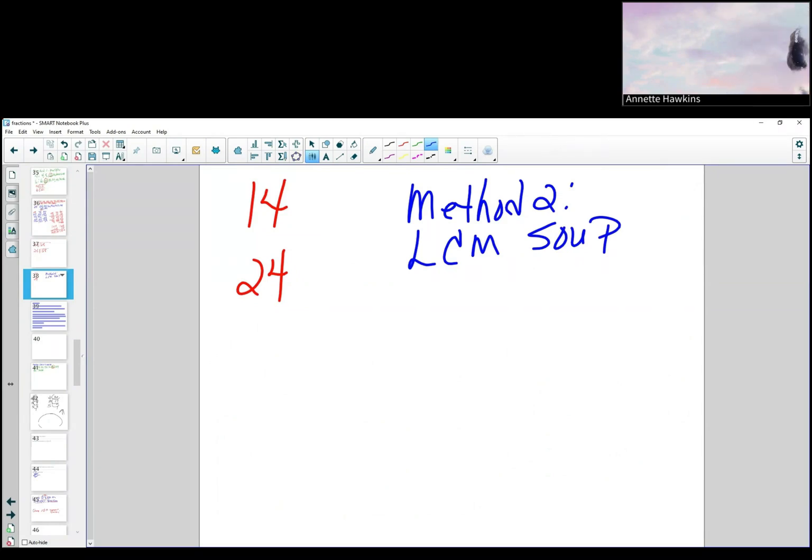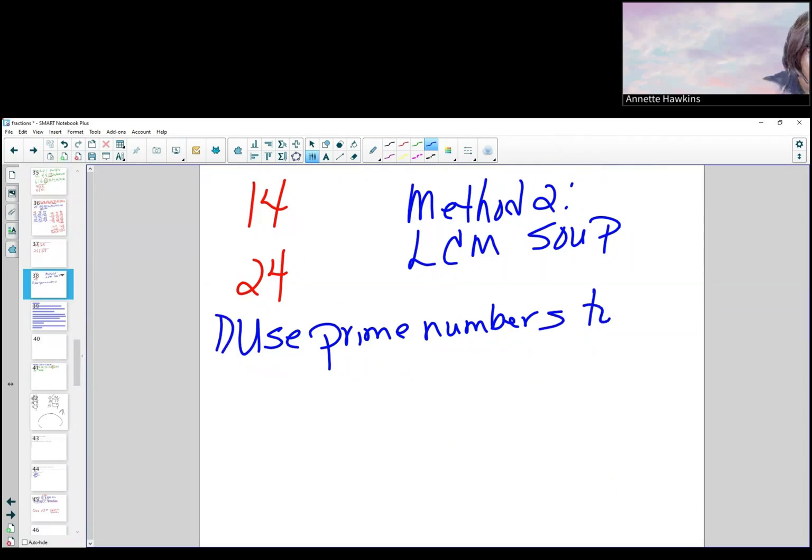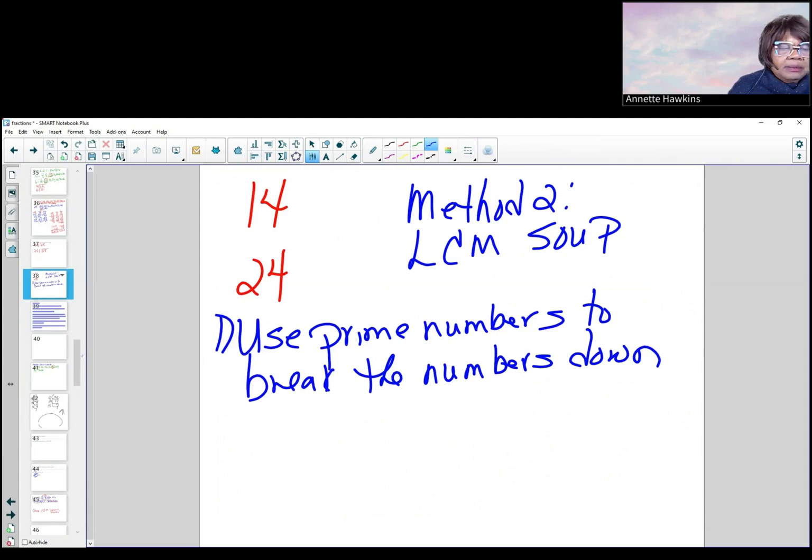So what we're going to do is take 14 and use prime numbers. That's the first step to break the number down. Now, what do we mean by break the numbers down? I'm going to take 14 and use only prime numbers to divide.